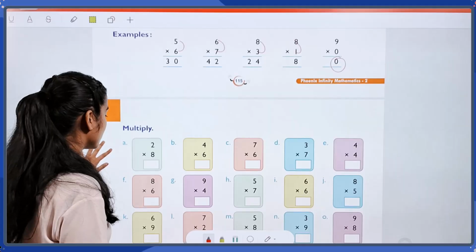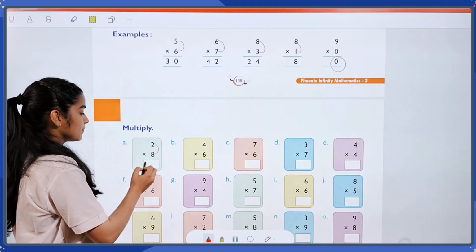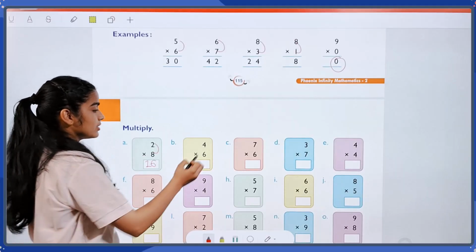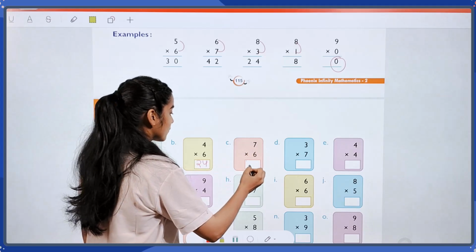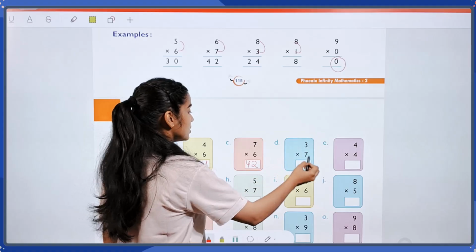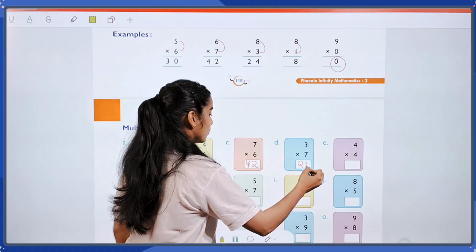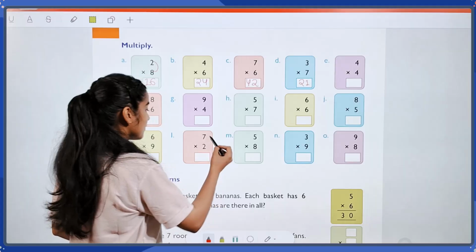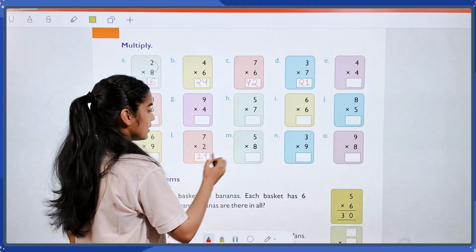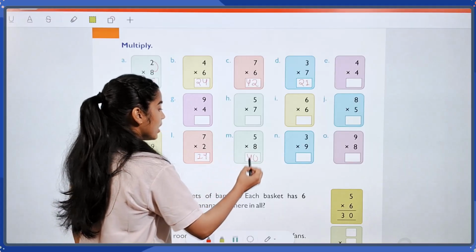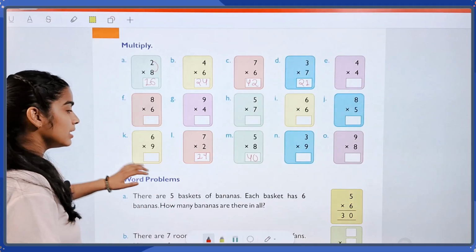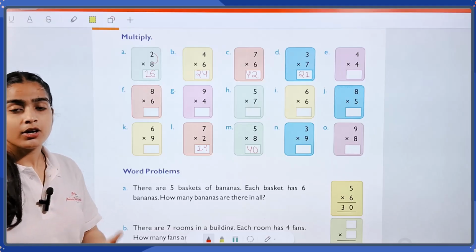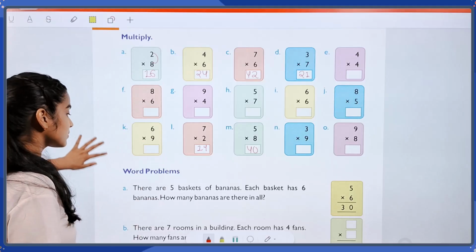Let's take some more examples. 8 2s are 16. Well done. 4 6s are 24. 7 6s are 42. 3 7s are 21. Okay students. 7 2s are 14. 5 8s are 40. So as I solve these questions, you just have to repeat the same method, and you can also get a hint or reference from your above tables.